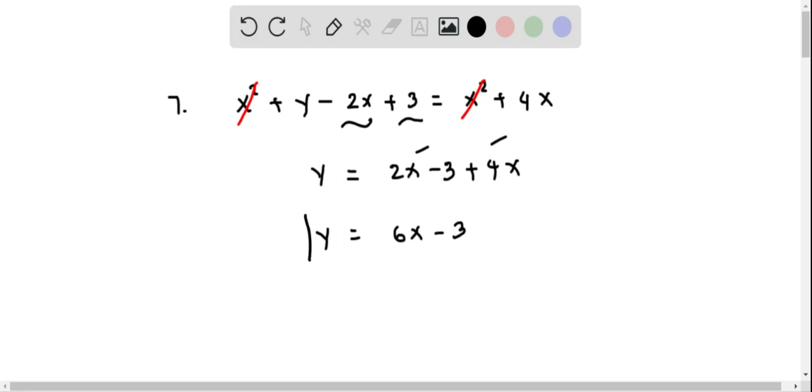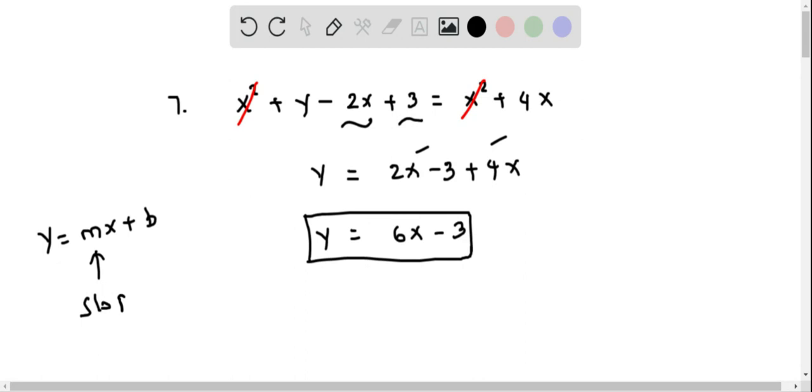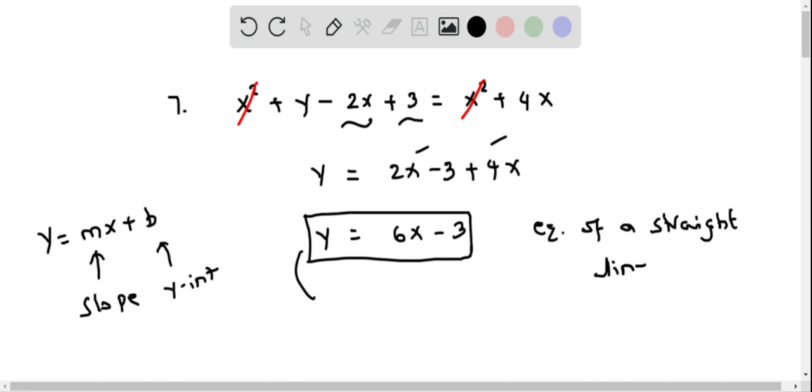And this basically represents the equation of a line. That is, this is in the slope-intercept form. When you compare this with the standard form, y equals mx plus b, m represents the slope of the line and b represents the y-intercept of the line. So this conic represents a straight line, and this is the standard form of the equation. Its slope is given by the coefficient of x, which is 6, and the y-intercept is negative 3.